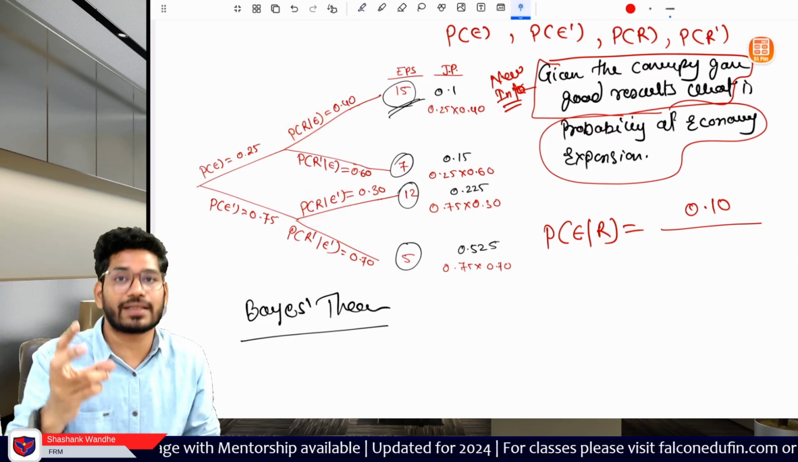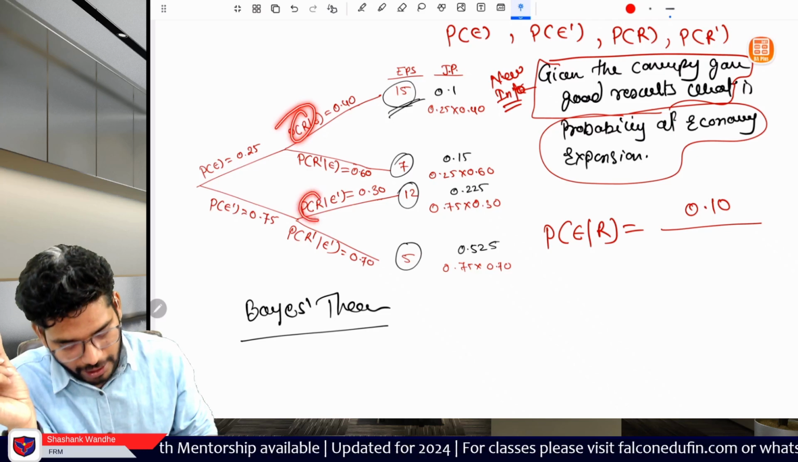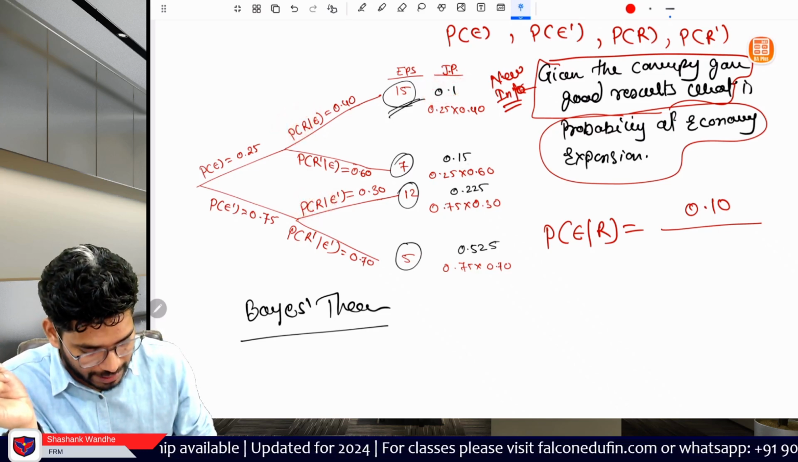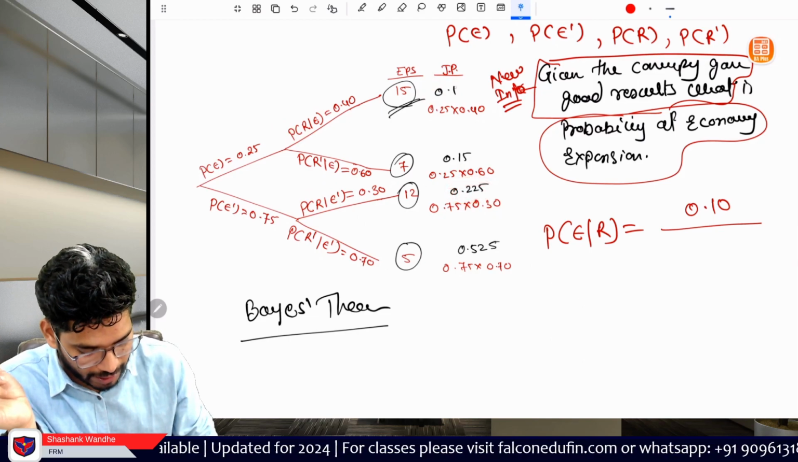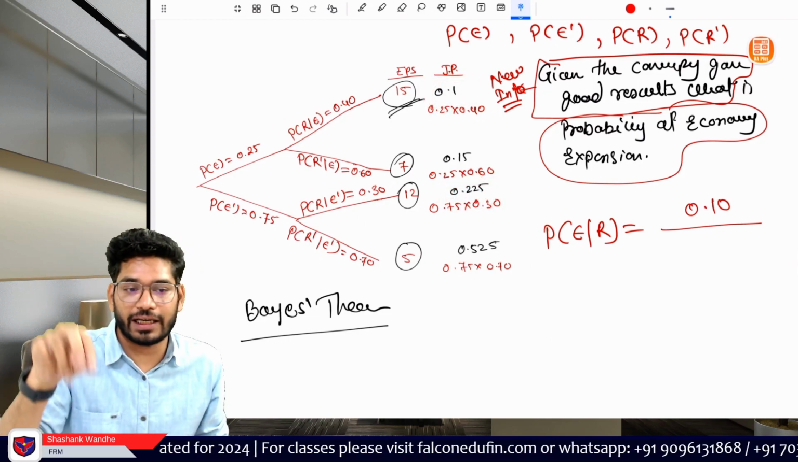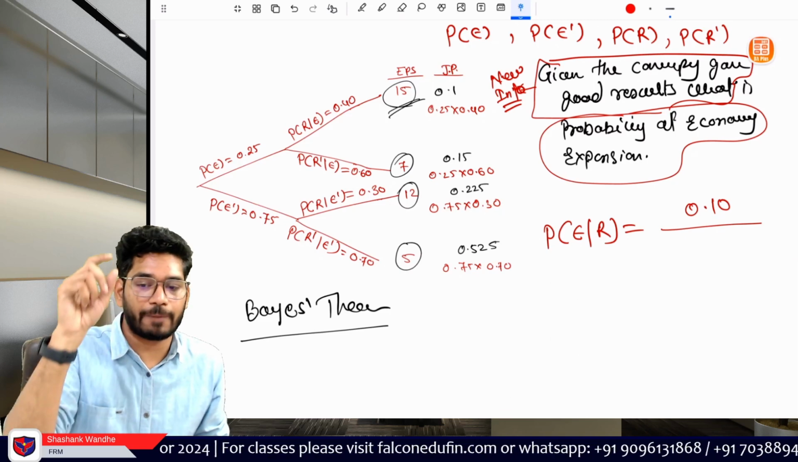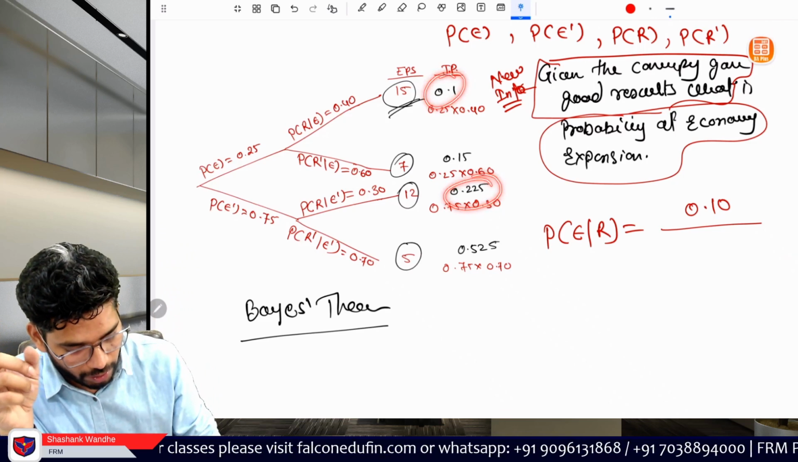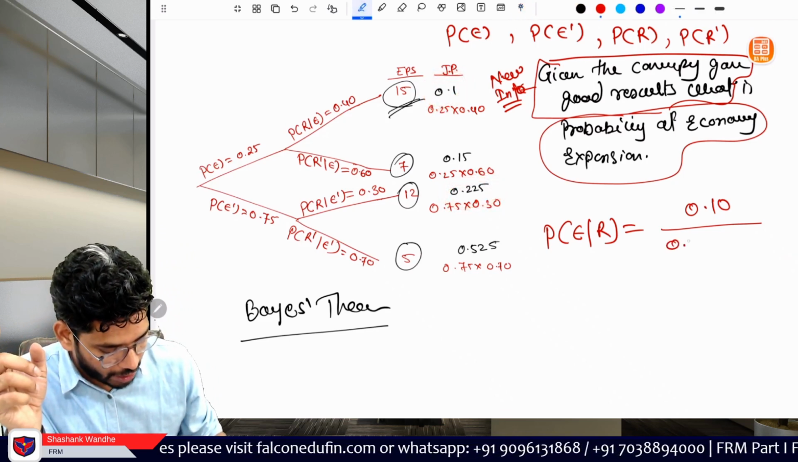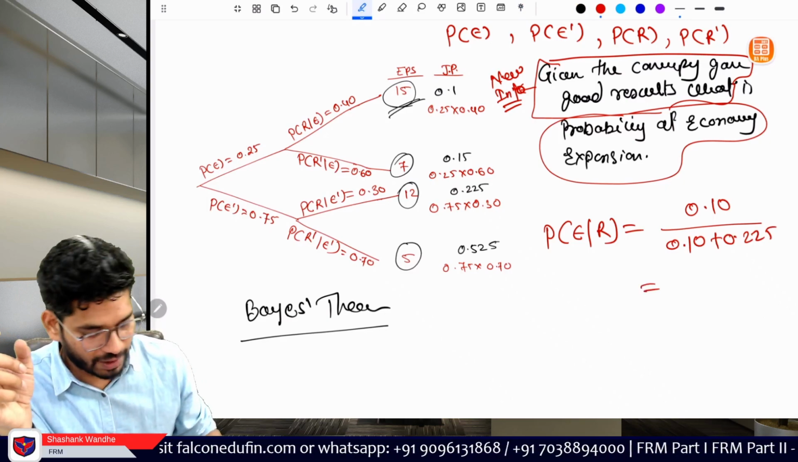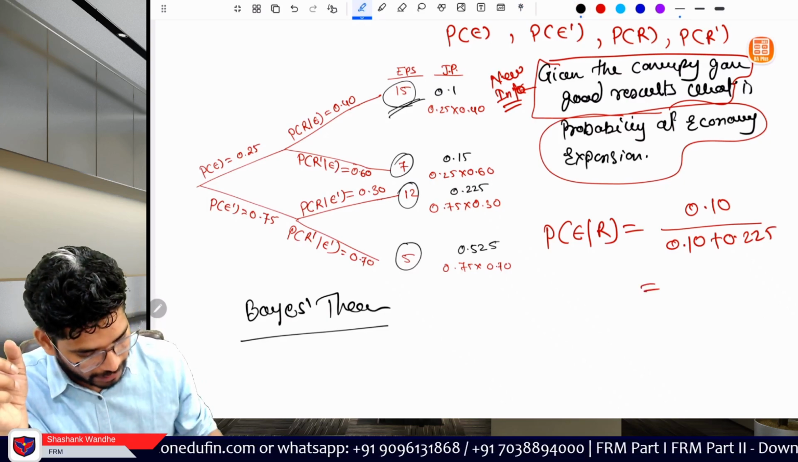So we have two good result situations. First good result is from here and second is from here. So this plus this, okay, two good results. That is good result given expansion and good result given no expansion in the economy. So first value is 0.10, second value is 0.225. 0.10 plus 0.225. And you have to simply solve this and you will get your answer.